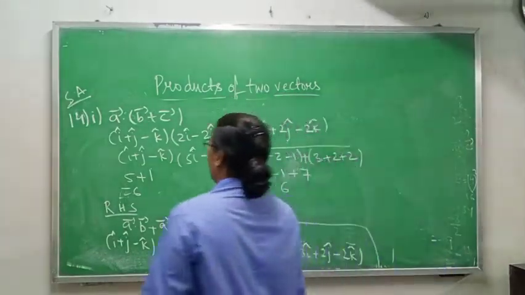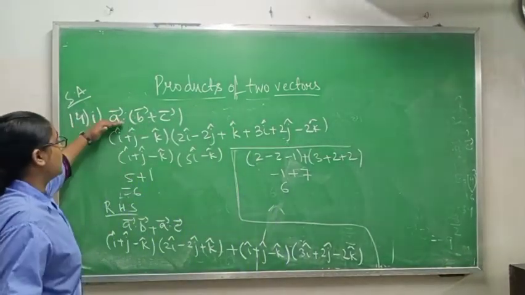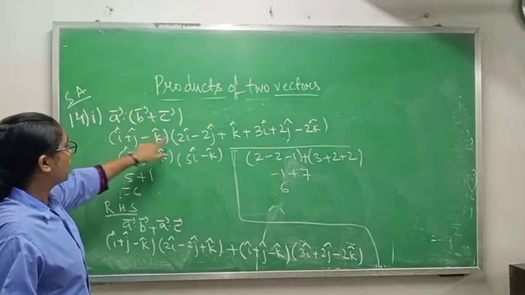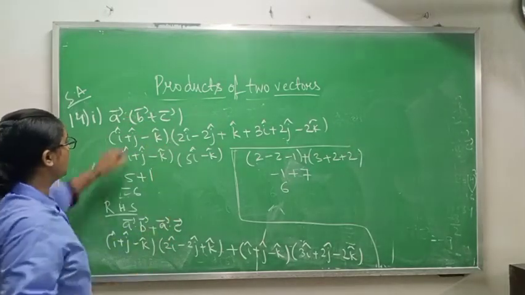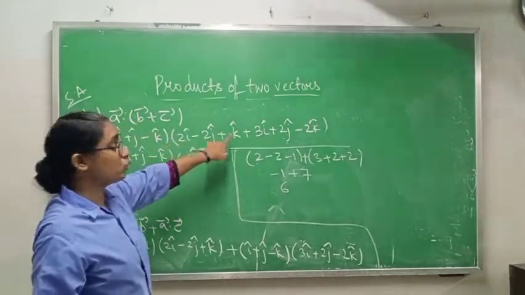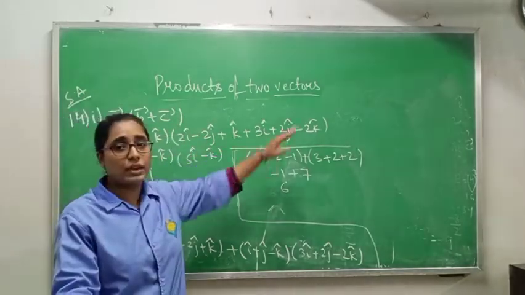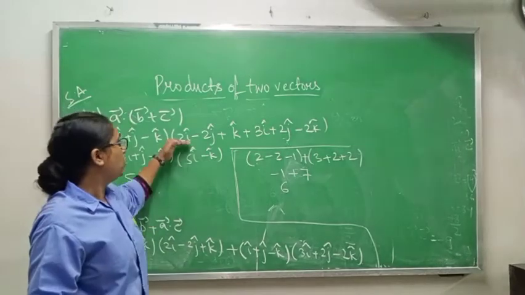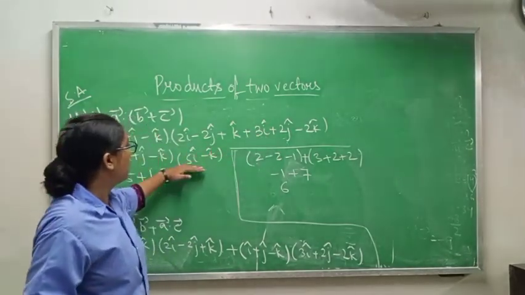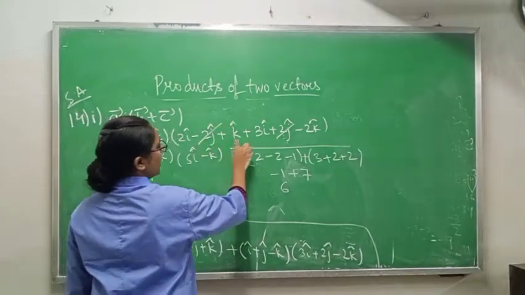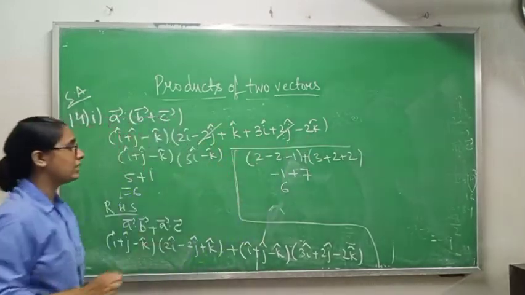Okay, now in the LHS, a vector is i cap plus j cap minus k cap, then the product sign means dot product. Then b is 2i minus 2j plus k, then the plus sign, and c is 3i plus 2j minus 2k. 2i plus 3i will give you 5i, minus 2j plus 2j will cancel out, plus k cap minus 2k cap will give you minus k cap.